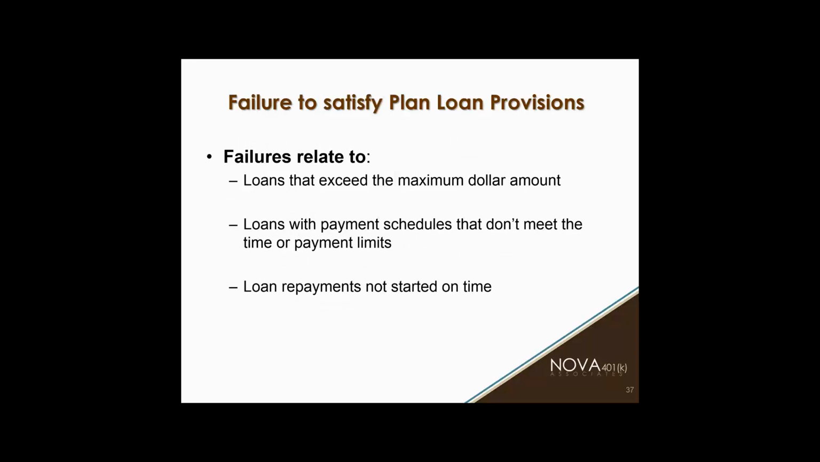So loans are very common in plans. We do see a lot of different loan failures as well. There are certain rules that relate to loans. Again, loans are not taxable distributions, and people have to repay them, but they do have to follow certain rules so that they are not taxable distributions. There's a maximum dollar amount that people can take. There are also certain repayment schedules and timing that has to be met on the payments people make back. A lot of times a loan will be taken, but repayments are not started on time in payroll. That's a very common mistake.